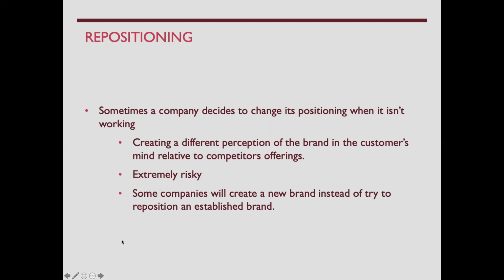And sometimes companies, instead of trying to reposition a product, will just create a whole new product or a different brand, or rebrand it instead. But there are some companies that have done this really successfully. We're going to look at 4 companies that have done this and been very successful at it. I want to see if you can guess what any of them are.